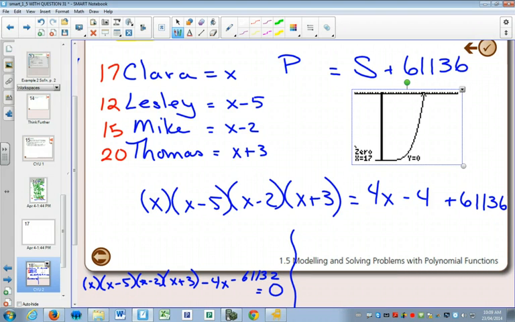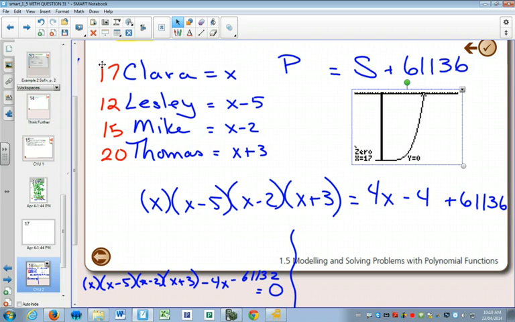And if we wanted to check, sure enough, the sum of their ages is 61,136 less than the product. So this is one way that you can use your graphing calculator to solve. It involves making the equation equal to 0. The other way that you can solve an equation like this is you can type in both sides of the equation, one into y1, one into y2. Sometimes that will be faster.